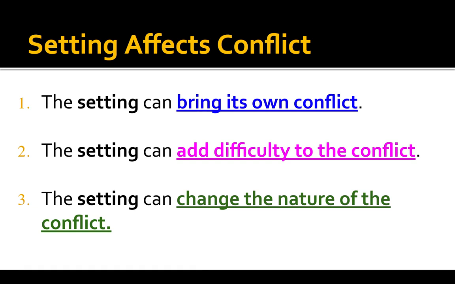Today, we are continuing to learn about conflict and interpreting conflict in literature. So I want to talk about how setting affects conflict. There's three ways you can think about how setting would affect the conflict. So the first way, setting can bring its own conflict. The second way, setting can add difficulty to the conflict. Or third, the setting can change the nature of the conflict. So here's some examples of each of the three ways.